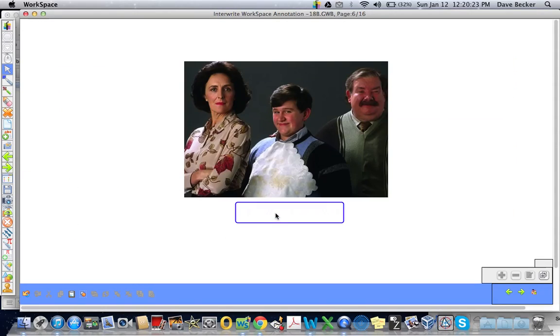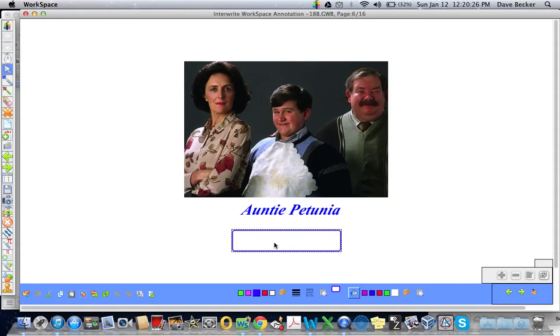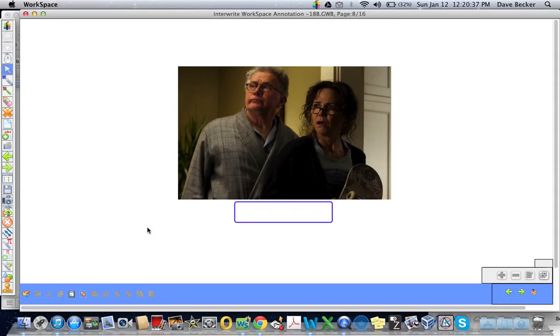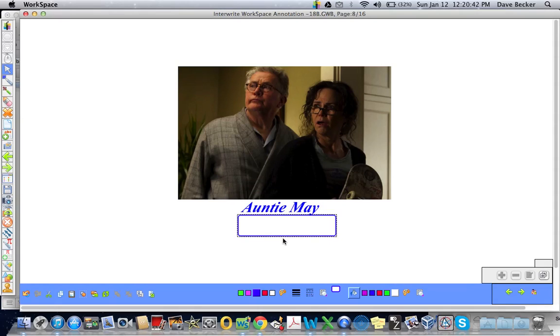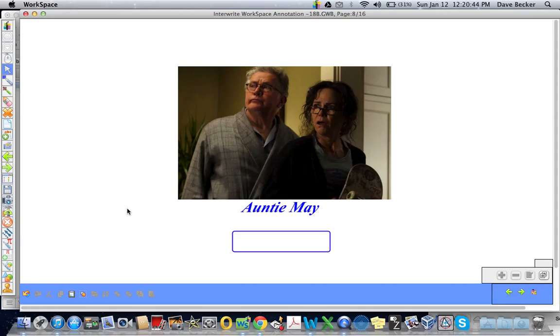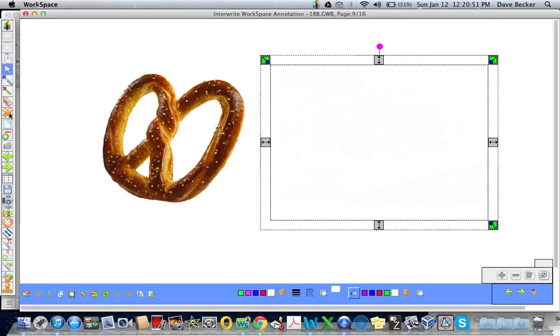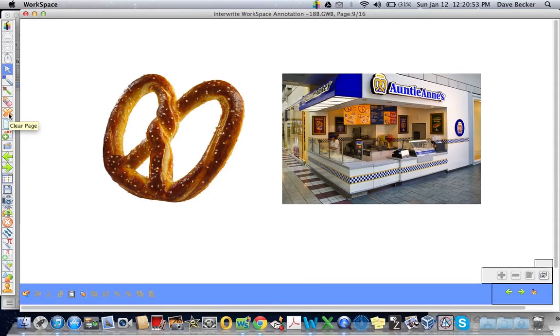Oh, you all know this one from Harry Potter. That is Auntie Petunia. And then, of course, we have Auntie Marge. Remember what happened to Auntie Marge? She didn't study her calculus. That's why that happened to her. Oh, my goodness. Do you remember this one? Auntie May. Auntie May from Spider-Man. Oh, that's sort of strange. A pretzel? Oh, Auntie Anne's pretzels. There you go.